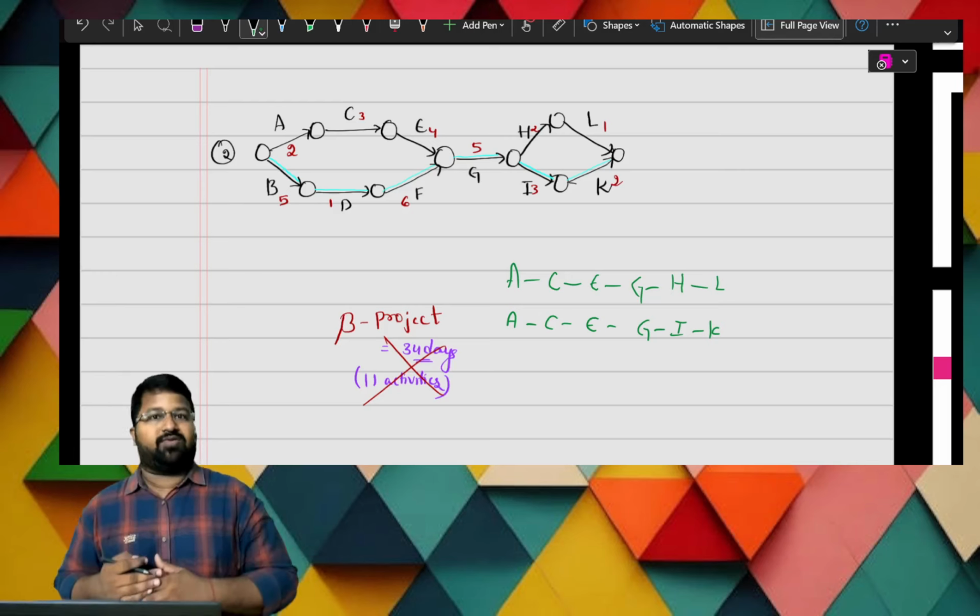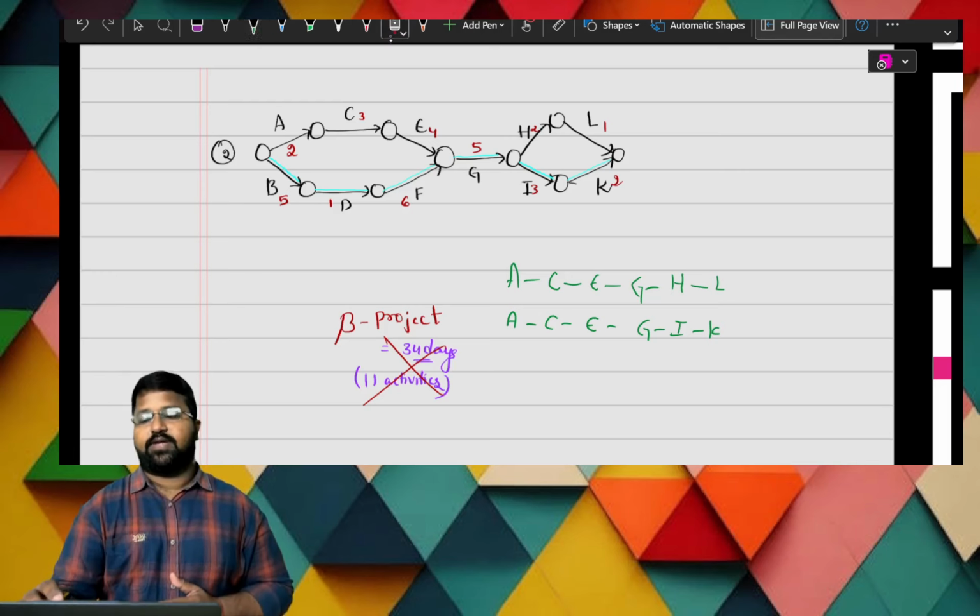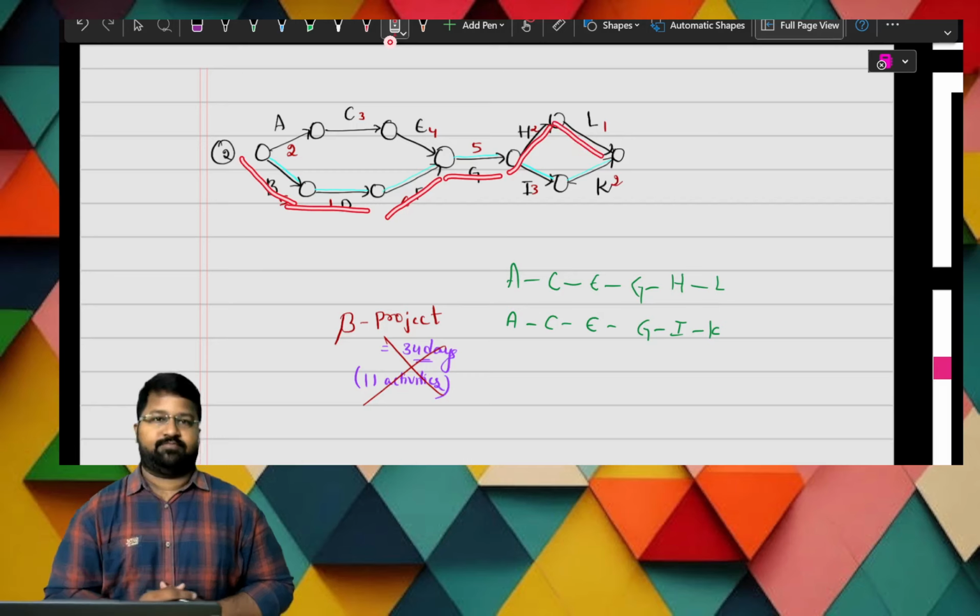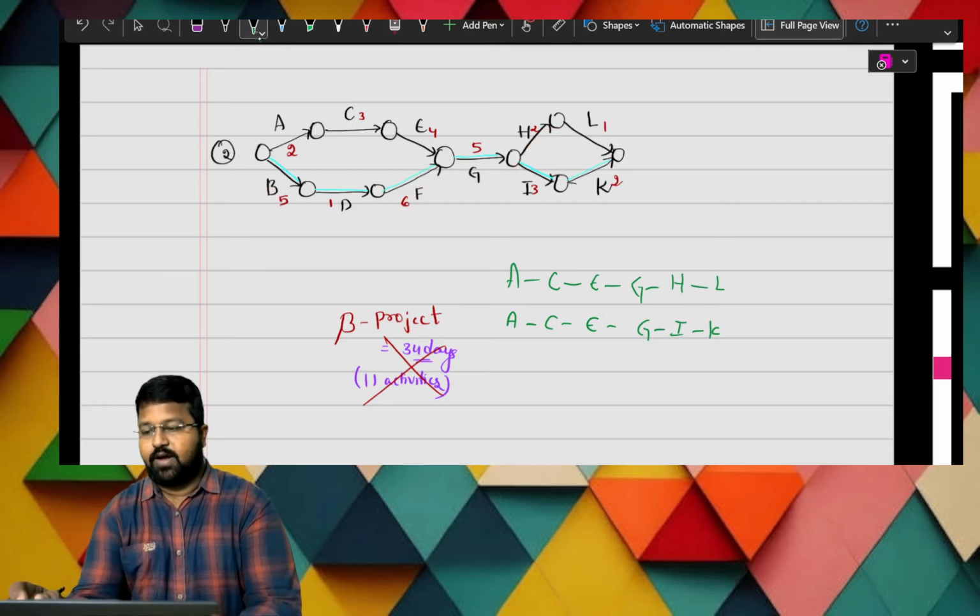So there is a third path also. What is the third path? The third path is B, D, F, G, H, L. Let us write down the third path.